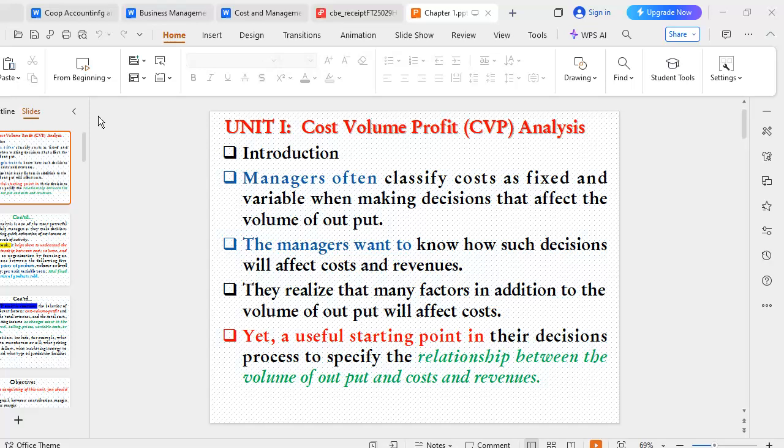So the managers want to know how such decisions will affect cost and revenues. Every management of the company must know the effect of those costs on revenue and the costs. They realize that many factors in addition to the volume of output will affect costs, yet a useful starting point in their decision process is to specify the relationship between the volume of output and the costs and the revenue. So the starting point here is that we should identify or specify the relationship between volume of output and also cost and the revenues.